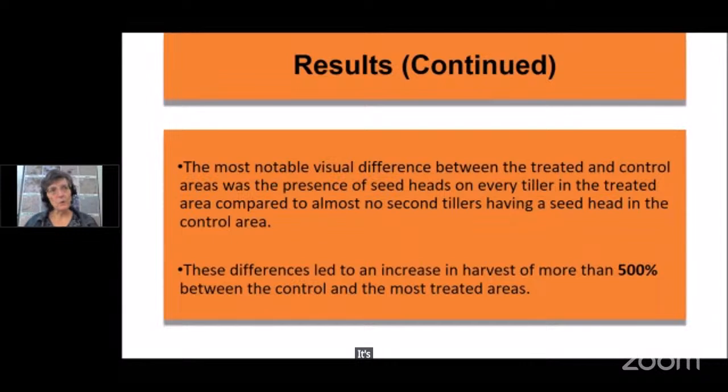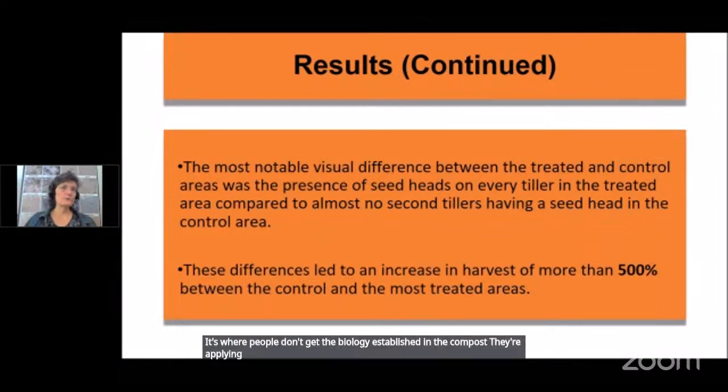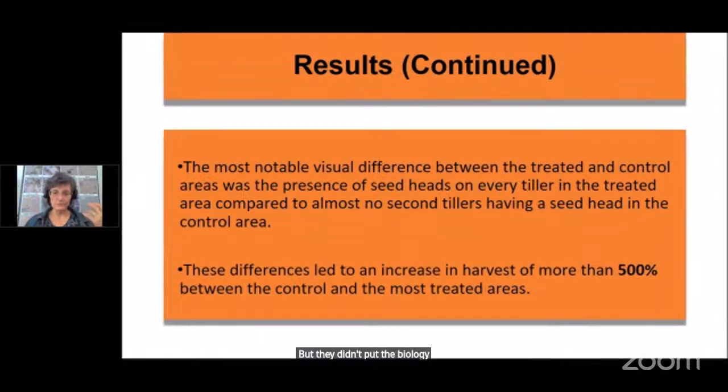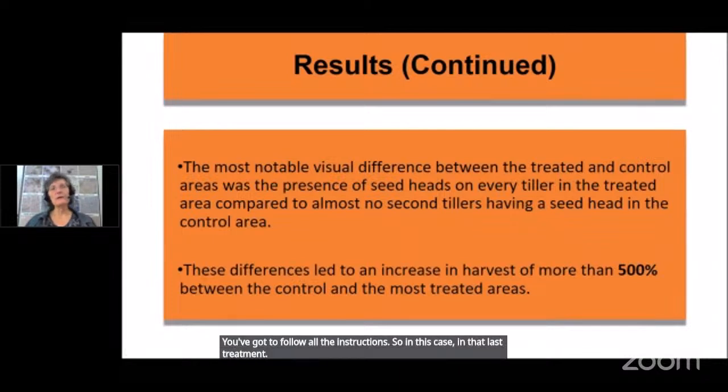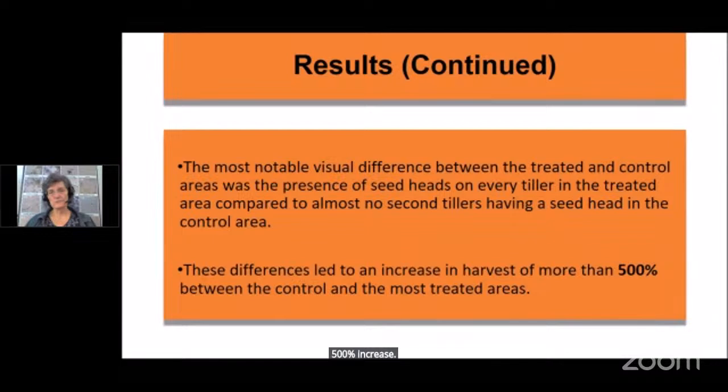It's where people don't get the biology established in the compost. They're applying tons of compost, it goes out there, and they only see a little bit of increase. But they didn't put the biology out. So, come on. You've got to follow all the instructions. So in this case, in that last treatment, 500% increase in yield.